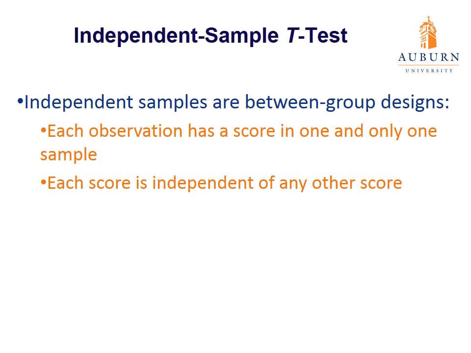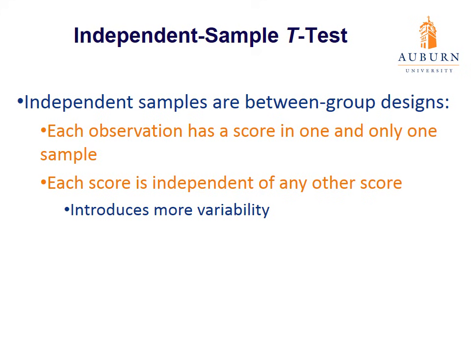So to review, an independent sample t-test is what we call a between groups design. That means that each observation, whether it be a person or a thing, is measured once and only once, and they fall in one and only one of the samples. So if I have Bill, he's selected for my study, I measure him on some construct, on some dependent variable. Bill's only going to be in one of the samples. He's not going to be in both samples. He only has a score in one and only one of the samples. So when this happens, we say that each score for each person or thing is independent of any other score, both within the sample but also between the samples. And that's what we mean by a between groups design.